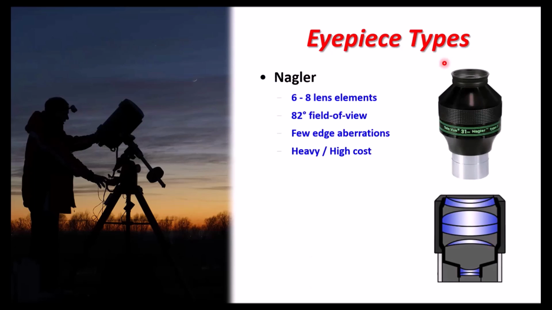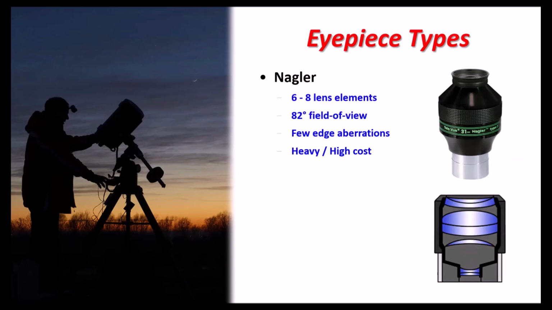So here's the venerable 31 millimeter Type 5 Nagler I mentioned earlier. This is the only eyepiece that I know of that has nicknames. It's known as the Holy Hand Grenade or the Terminagler. These do have lots of lens elements, 6 to 8, depending on the specific eyepiece. And all Nagler eyepieces have 82-degree apparent fields of view. They have very few edge aberrations, but they are kind of heavy.